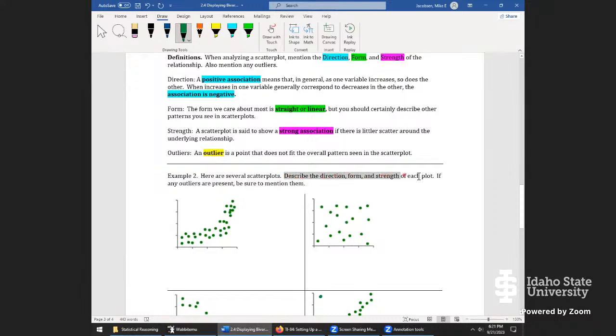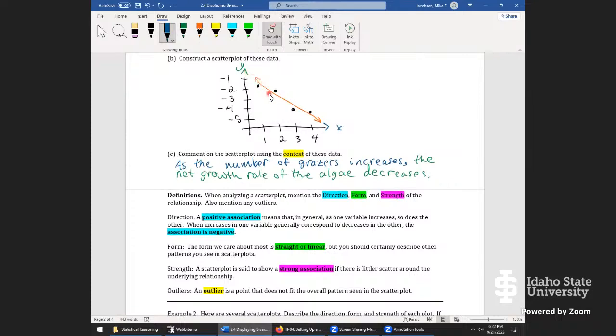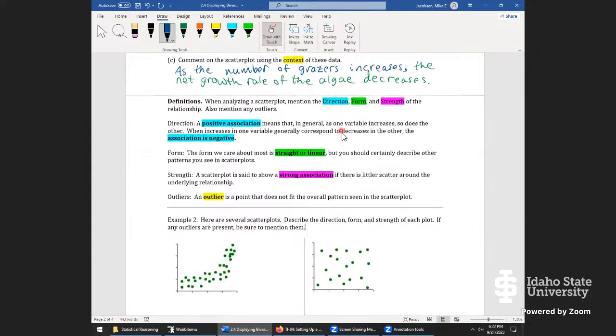It says, describe the form, strength, and direction of each plot. If there are any outliers present, we'll have to mention them. So let's take a look at this. Going down the line on these things, when we say direction, the direction is either going to be positive or negative. Looking at the problem we just did here, this one would have a negative direction because the dots are falling lower and lower in height as we move left to right, or because the line that we placed on it has a negative slope.